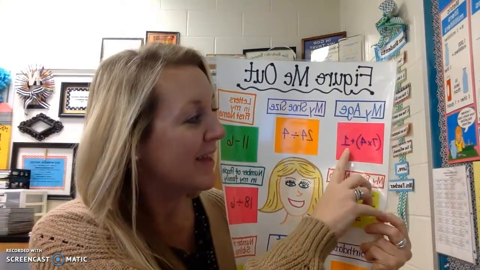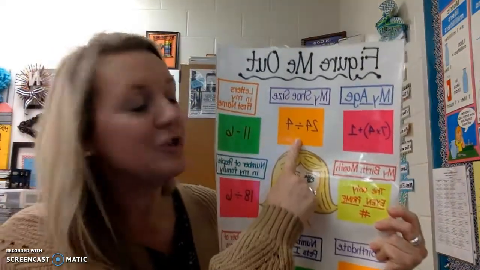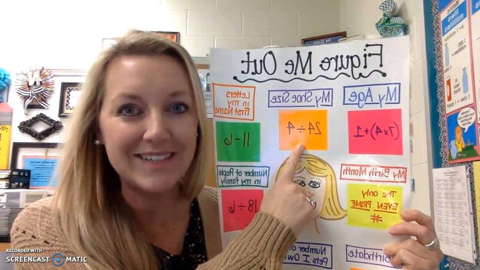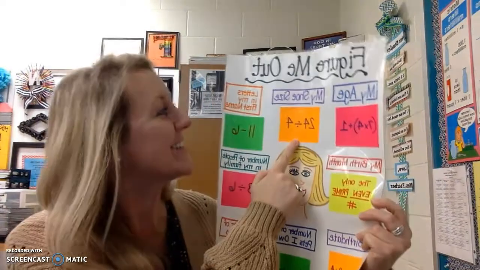So my age, I did this activity a long time ago. So my age is 7 times 4. That is, you guessed it, 28. Instead of adding 1, I want you to go ahead and add 6 to that number. So what is my age? Yeah, 34. Very good. My shoe size is 24 divided by 4. Shoe size is? You got it, 6.